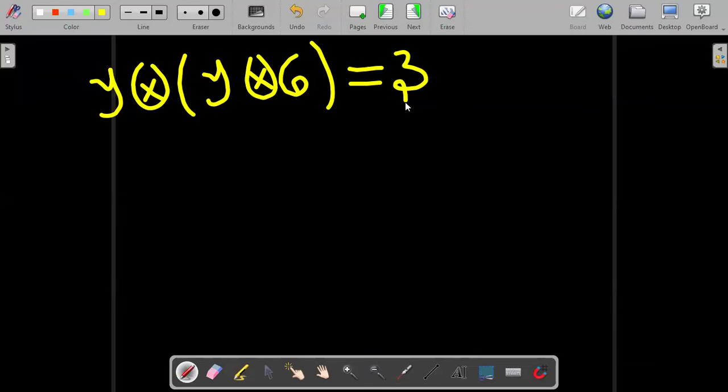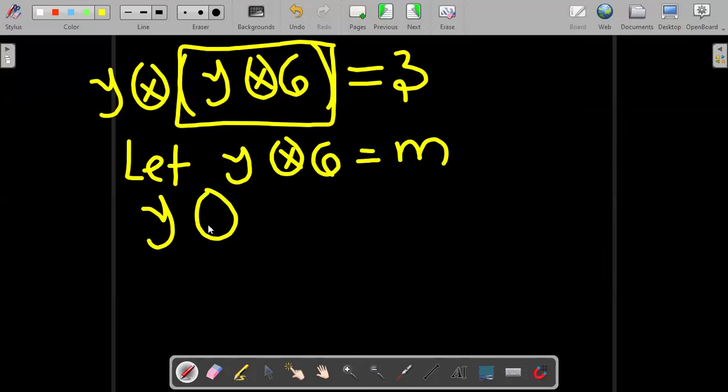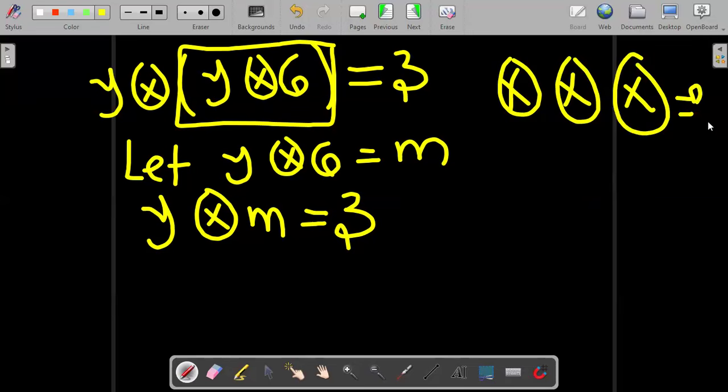So first of all, because of this thing here, let y operation 6 be m. So if the whole of this thing is m, what am I having? y operation m is equal to what? It is 3. So you will check your truth table. What and what multiply each other to give us 3? Because I don't know this value. Are you getting it? What do I want multiplied that gave 3?